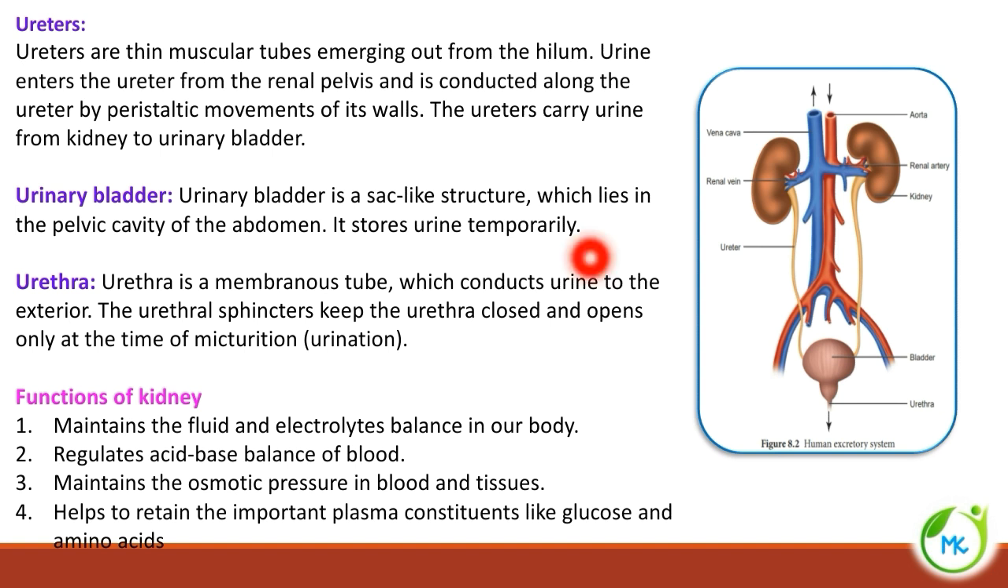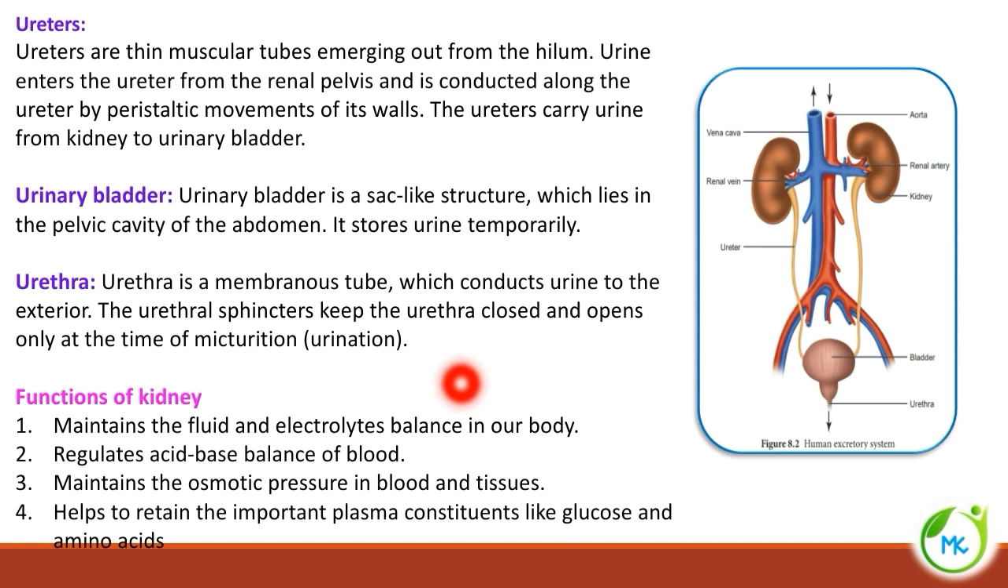The ureter carries the urine from the kidney to the urinary bladder. So this is the muscular tube-like structure. It will carry the urine from the kidney to the bladder, the urinary bladder. This urinary bladder is a sac-like structure. It lies in the pelvic cavity of the abdomen. And this is the place where the urine is temporarily stored till it is sent out of the body.